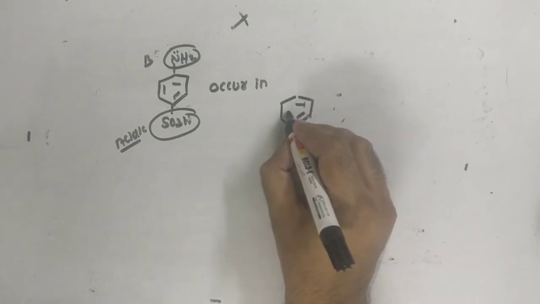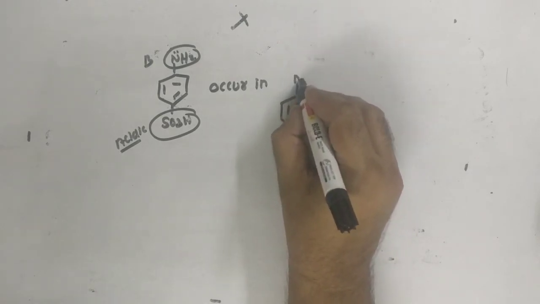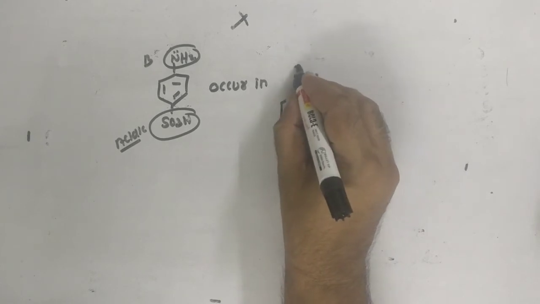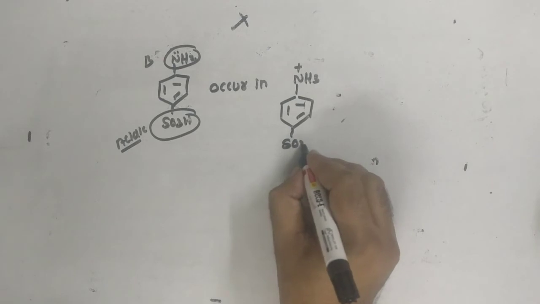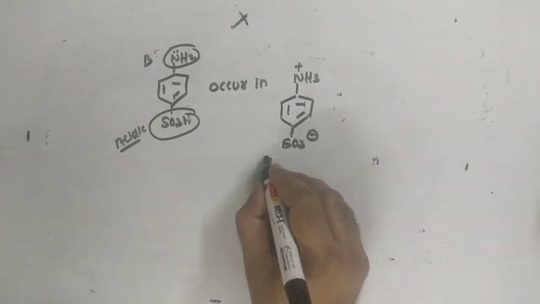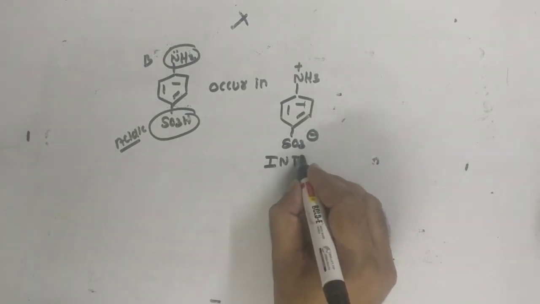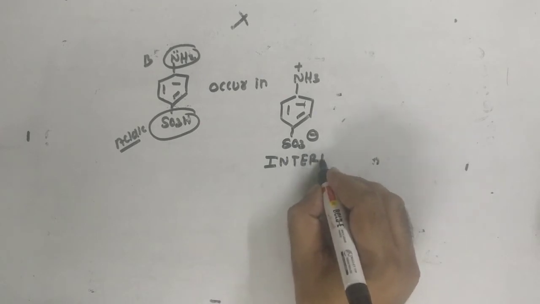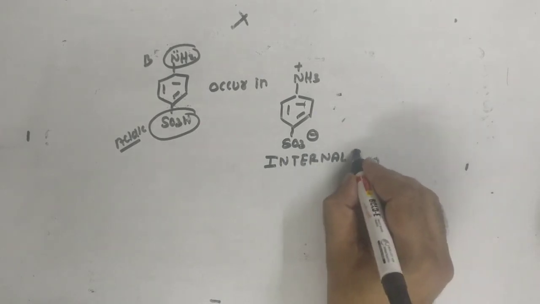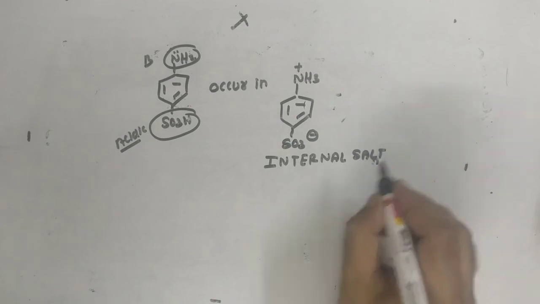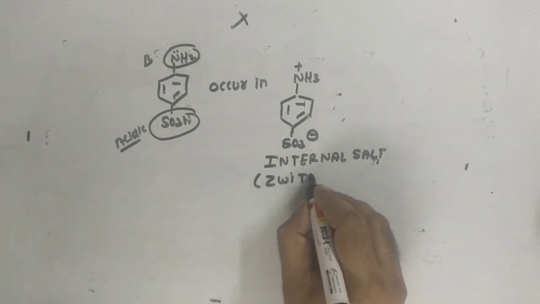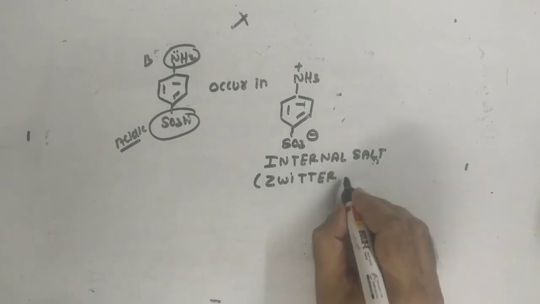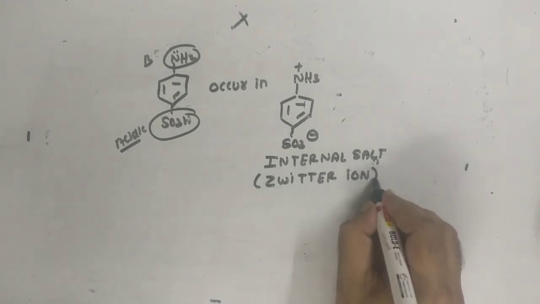Why is it called internal salt? Because it is formed by a reaction between acidic and basic group within the same molecule. So H plus will attach over here. This will lose H plus, so it will become SO3 minus. This is nothing but called internal salt. So sulfanilic acid exists as an internal salt. Technically, internal salts are also called zwitterions. So sulfanilic acid exists as a zwitterion.